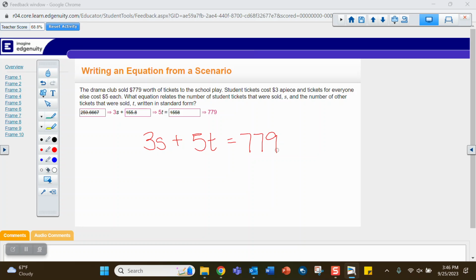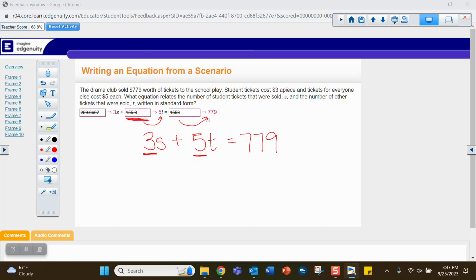Oh, you might have actually been putting in some numbers. Okay, I get it. I was having trouble figuring out what they wanted here. They wanted to know what coefficient goes in front of S. Well, that's 3 because they're $3 each. Then what coefficient goes in front of T? That should have been 5. And then what is it equal to? That's 779 because that's how much money was spent altogether.